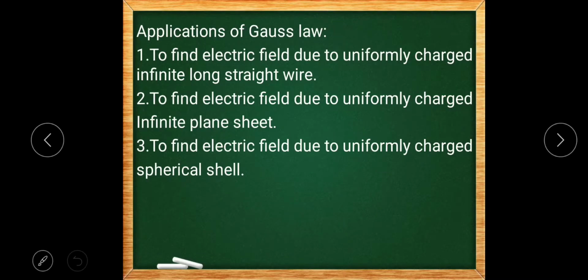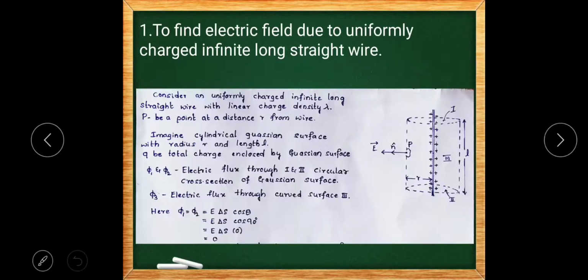Next, the applications of Gauss law. First one, to find electric field due to uniformly charged infinite long straight wire. Second one, due to the uniformly charged infinite plane sheet. And third one, uniformly charged spherical shell. So these three are important. There are three derivations to get the expression for electric field. So let us discuss one by one.